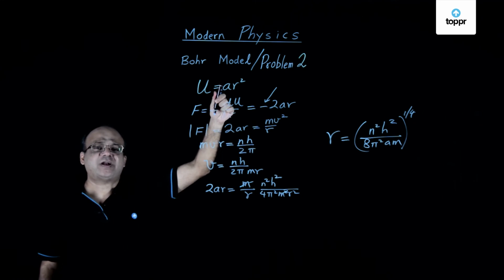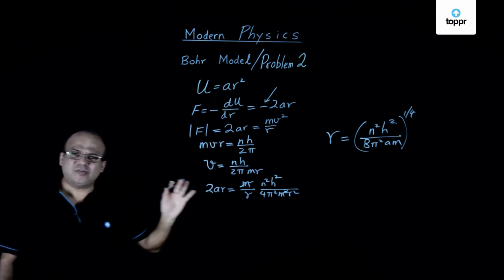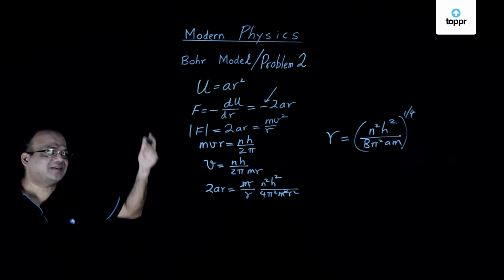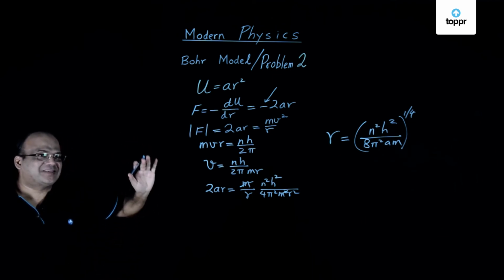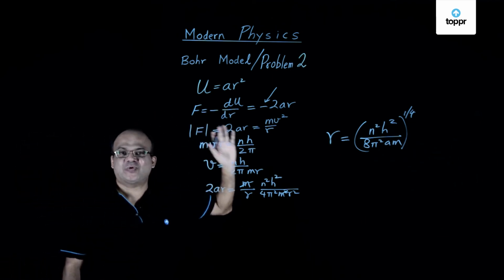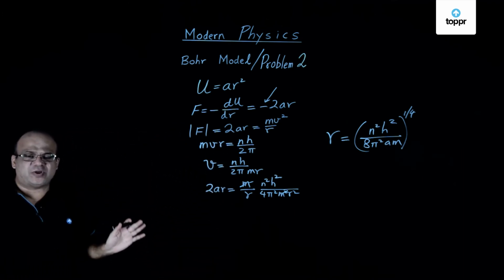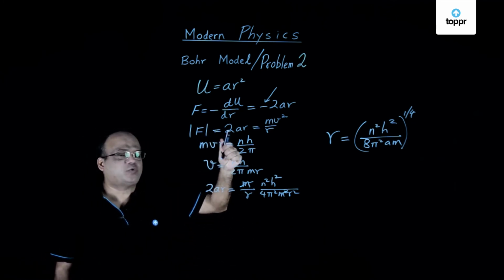Potential energy of the particle was given as U equal to A R square. Once you know potential energy, you take the derivative with respect to R here. You will get force F equal to minus dU/dR. The minus sign just shows an attractive force. We are not bothered about it right now. So the magnitude of this force is 2AR.